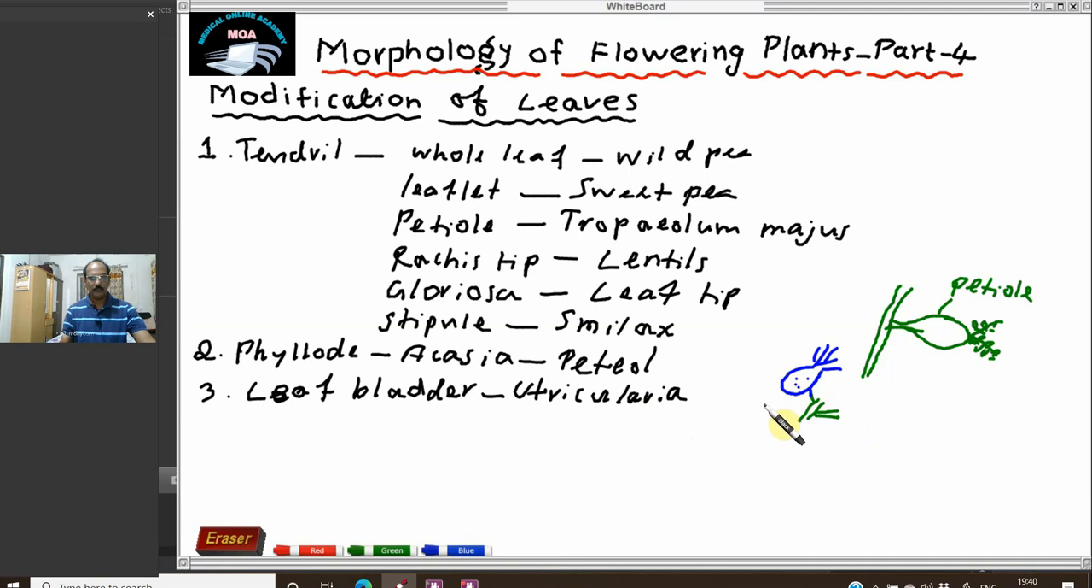So for what purpose is it modified into a bladder-like structure? It's actually for catching insects. When the insect falls in, the insect will be digested and the food is taken by the plant, not for the floating purpose. It's actually a hydrophyte plant. Utricularia is a hydrophyte plant. So the next modification, number four type, is the leaf spine.